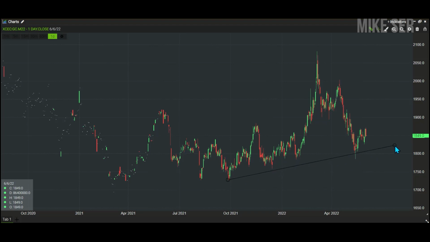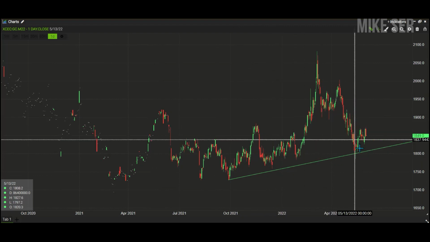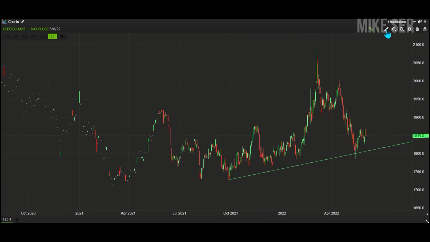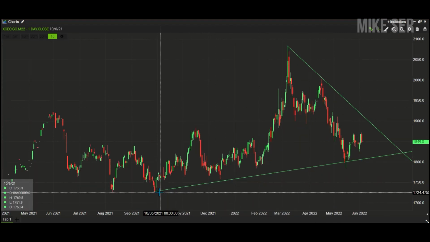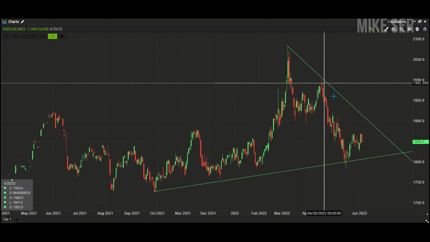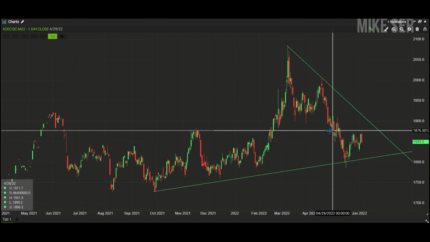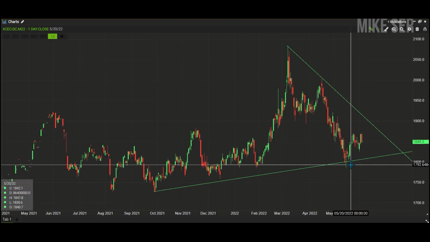So we extend it out here. So you can see here, gold is actually still trending up. Now, if we were to draw some lines here, extending it down, you can see it's sort of a symmetrical triangle. So you have lows here, higher lows, and then highs, lower highs. So it's basically stuck in this triangle, but overall the trend is up.